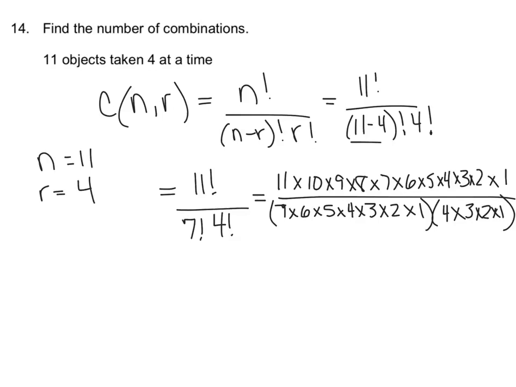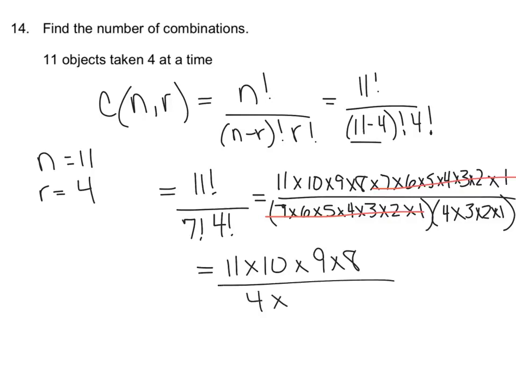Alright, so I wrote out 11 factorial and 7 factorial and 4 factorial within my problem, and now I'm going to cancel like factors on the top and bottom. I always take the larger factorial because then I'm canceling the most amount of factors. So I'll take the 7 times 6 times 5 times 4 times 3 times 2 times 1, and I'll cancel that out on the top and bottom. Now on the top I'm left with 11 times 10 times 9 times 8. And on the bottom we're left with 4 times 3 times 2 times 1.